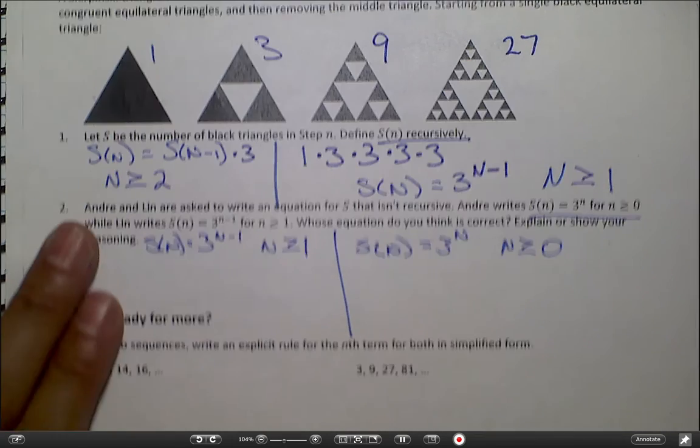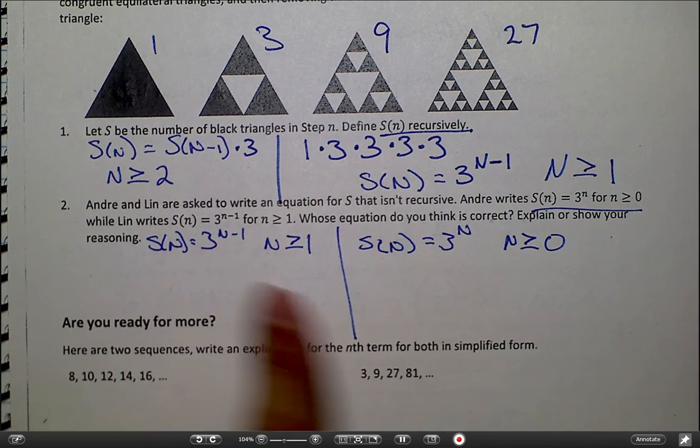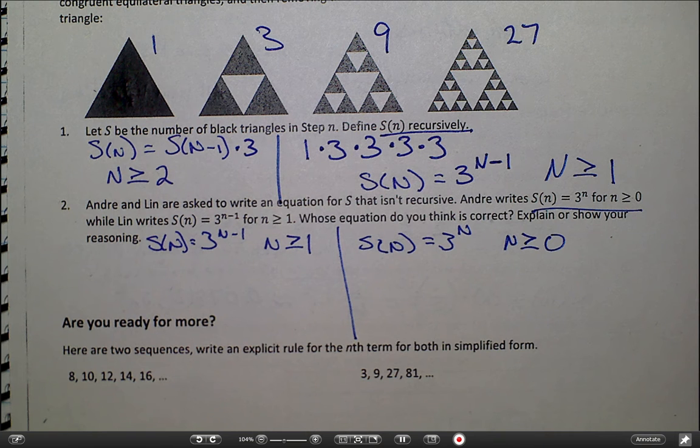So I'm going to give you guys a moment. I want you guys to fill in your numbers for both of these. You have to start putting them in. So everyone is doing it.